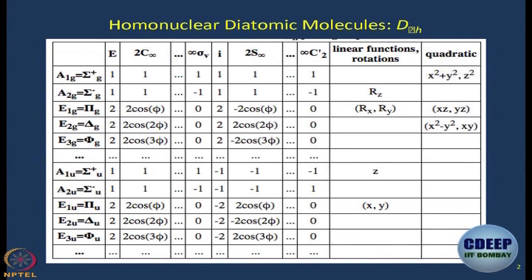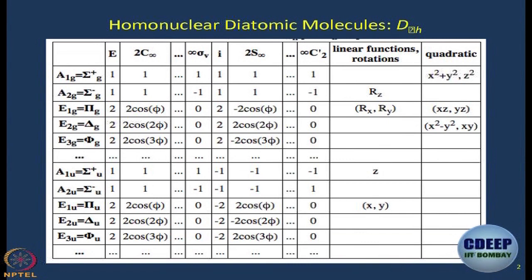So what we do is we only write a representative few: E, 2C infinity. Why have I written 2C infinity? Where is the other C infinity? C infinity plus, C infinity minus, right. I can rotate this way or I can rotate this way. Then infinite number of sigma v's. I, there is only one.